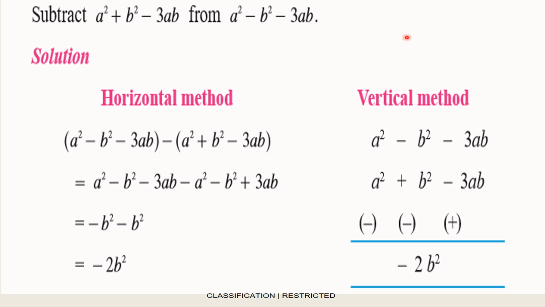Then we go to the vertical method. Vertical method is also the same. First expression, you write it. Second term, write it: a squared. What is the additive inverse? Minus, plus, minus. Here also plus means minus. Only in the second algebraic expression you change the sign. Minus, plus. So, a squared minus a squared is 0. Minus b squared minus b squared is minus 2b squared. Minus 3ab plus 3ab is 0. Therefore, the answer is minus 2b squared.